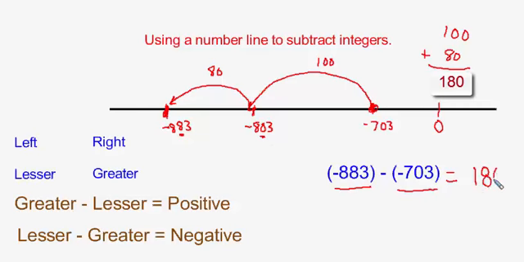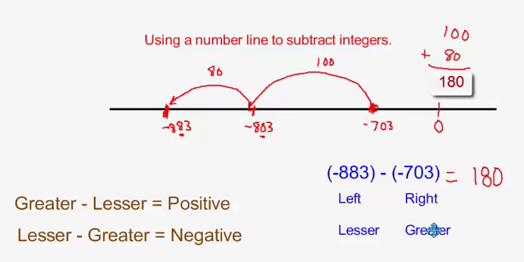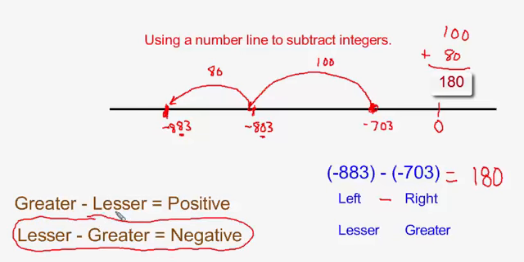Now I need to know, should it be positive 180 or negative 180? If you look at this, you'll notice that the number that was written first, negative 883, was further to the left on the number line than negative 703. So since it's on the left, it is lesser in value. And negative 703 is further to the right, so it is greater in value. Whenever you take a number on the left and subtract a number on the right on the real number line, you're taking a number that has lesser value and subtracting off one that has greater value. And when you do that, you'll always get a negative result, meaning my answer is negative 180.